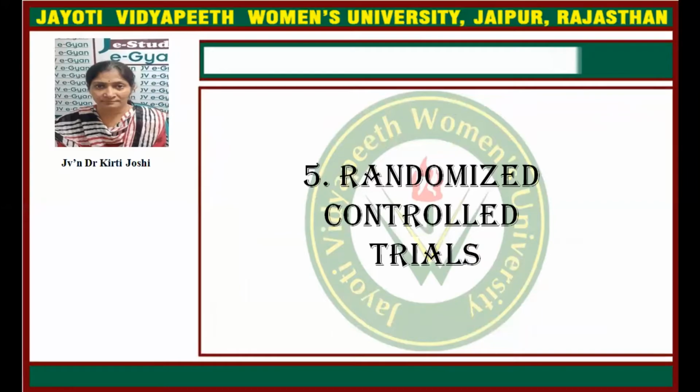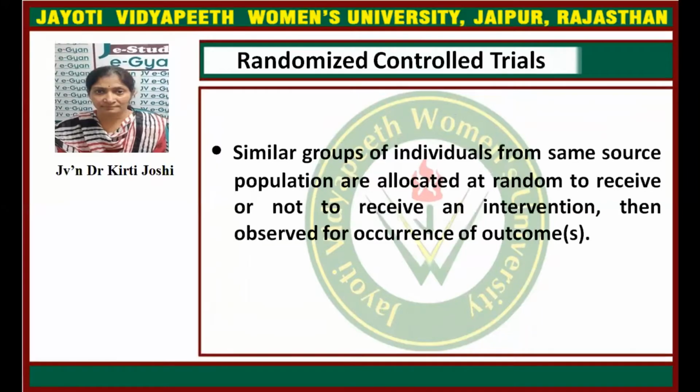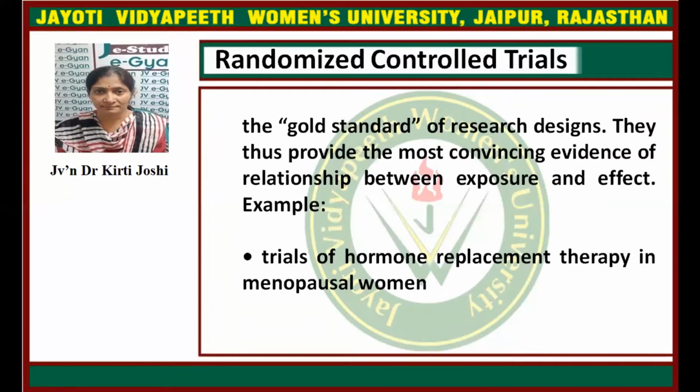Now the next study is randomized controlled trials. In these cases, a similar group of individuals from the same source population are allocated at random to receive or not to receive an intervention, then observed for occurrence of outcomes. This is the gold standard of research design. They thus provide the most convincing evidence of relationship between exposure and effects. For example, trials of hormone replacement therapy in menopausal women.